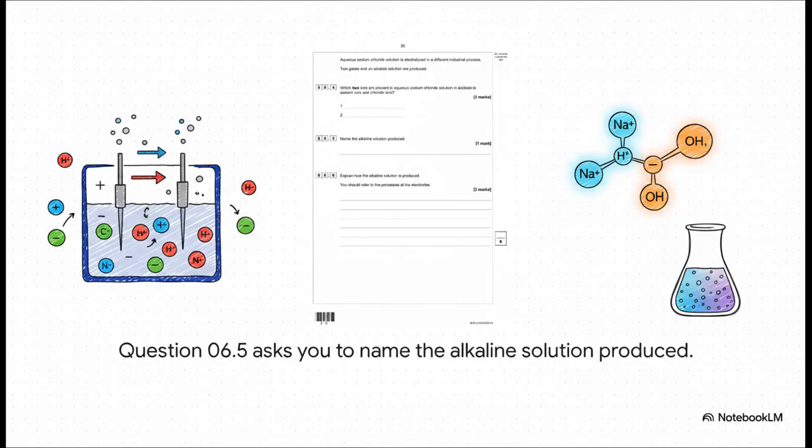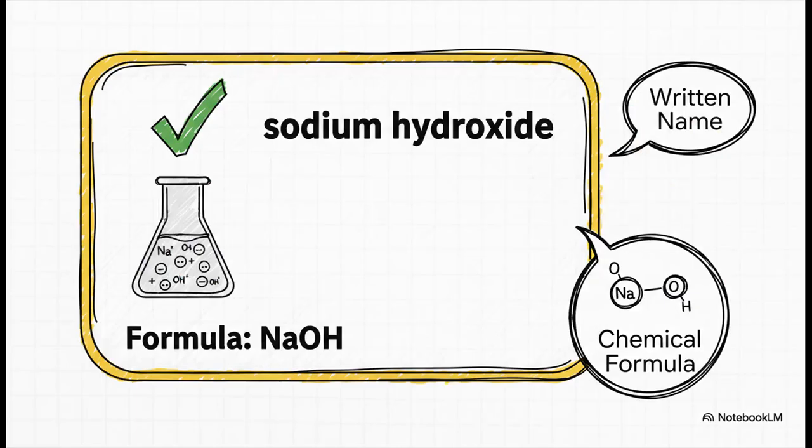So now we've got a party of 4 ions floating around in there: sodium, chloride, hydrogen, and hydroxide. And after all the reactions at the electrodes are done, we're left with a specific alkaline solution. The question is, what is it? The answer is sodium hydroxide. And here's another great exam tip right from the mark scheme. You can write the name out in full, or if you're feeling confident with your formulas, you can just pop down NaOH. Either one gets you the mark. Examiners love it when you're efficient.